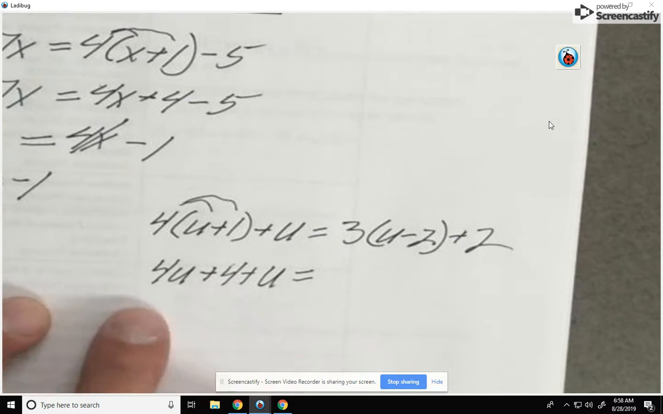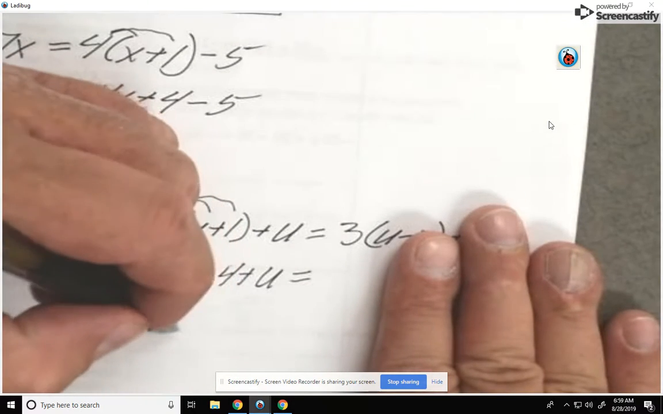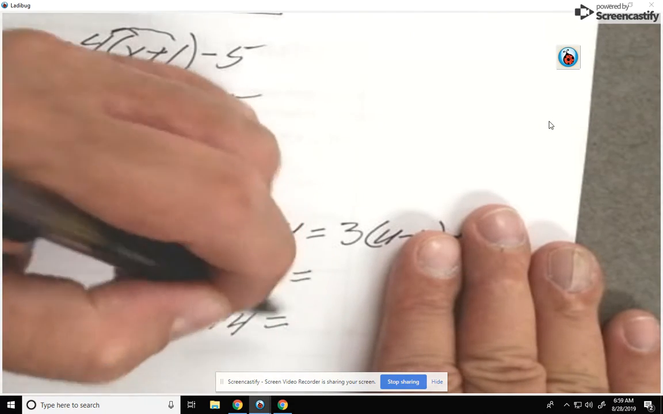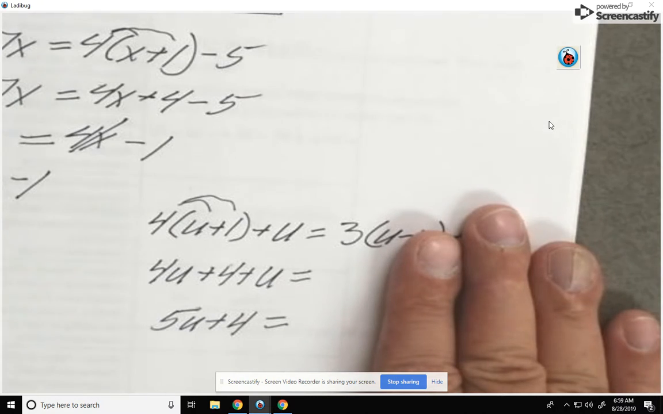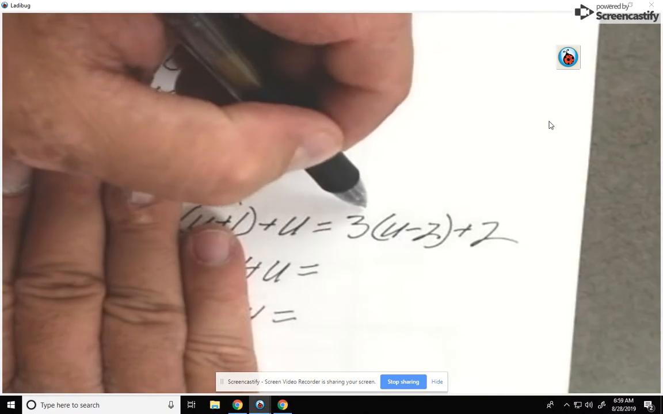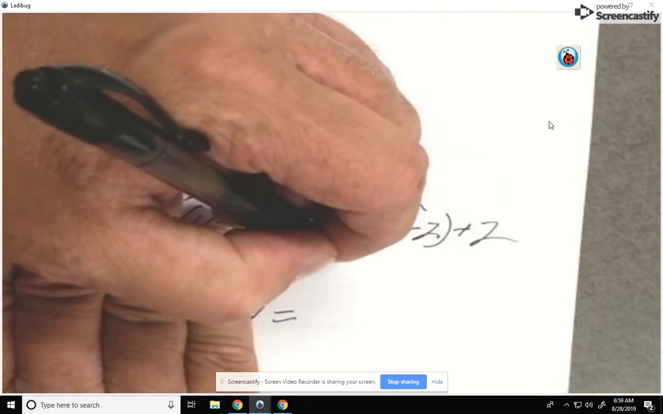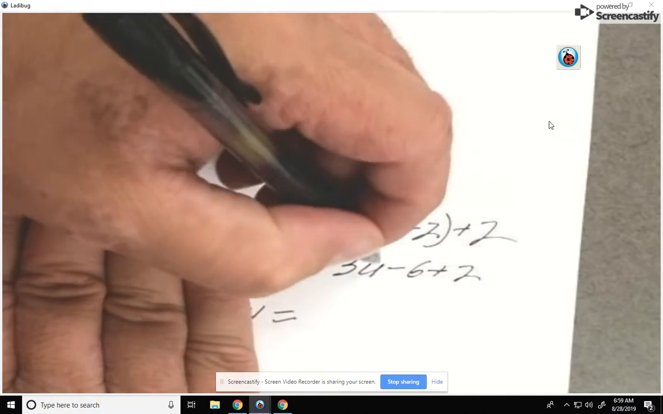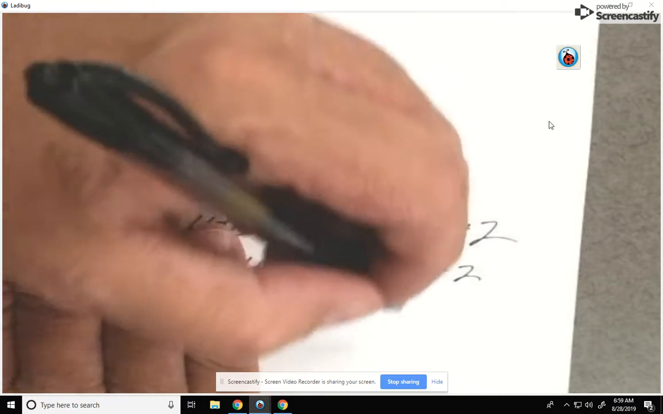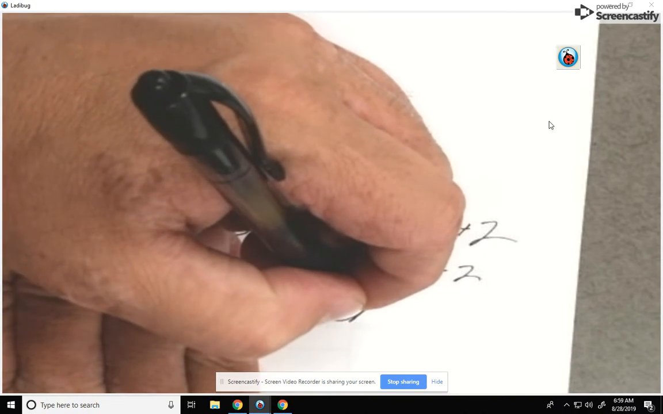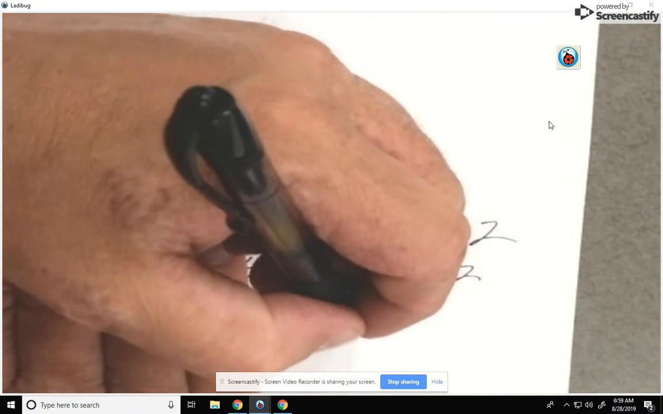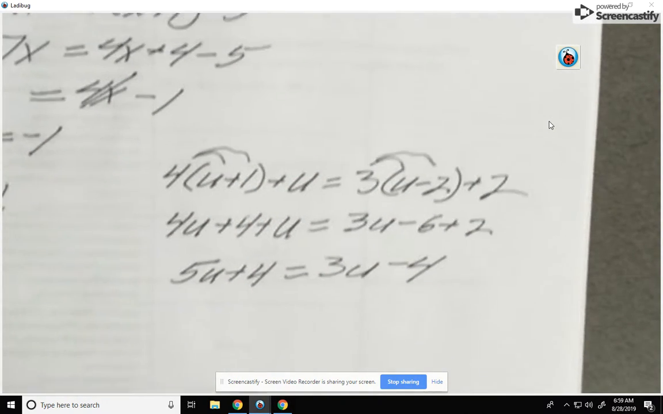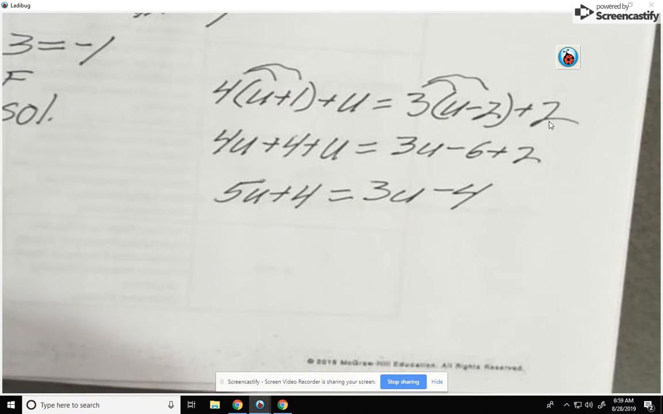Here I can still combine like terms. So 4u plus u is 5u plus 4. My left side is simplified as much as possible. So now I move to my right side. I can distribute the 3 to get 3u minus 6 plus 2. I can combine like terms, the negative 6 and the 2, to get 3u minus 4. That's as simplified as possible.